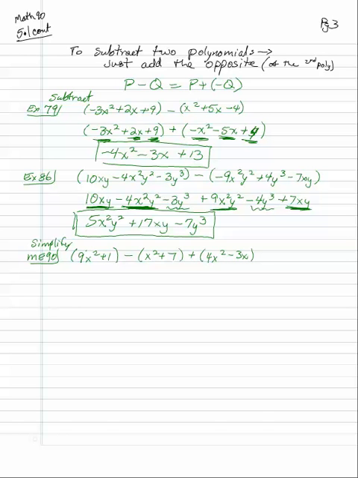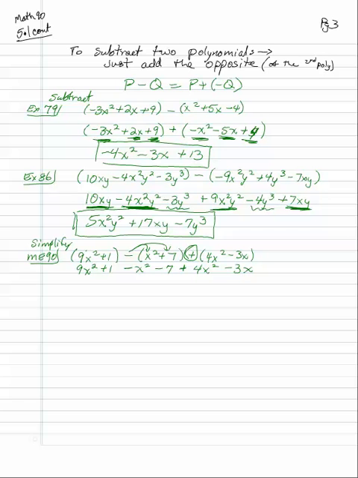Okay, so let's look at number 90 now. So I have 9x squared plus 1 minus x squared plus 7 plus 4x squared minus 3x. So we're adding these three binomials, and we're going to subtract the middle one. So our first step, you can think of it as distributing the minus sign or adding the opposite. So you're going to change both of those signs. Okay, and then since this is a plus, we can just drop those parentheses and just write everything down the way it is.